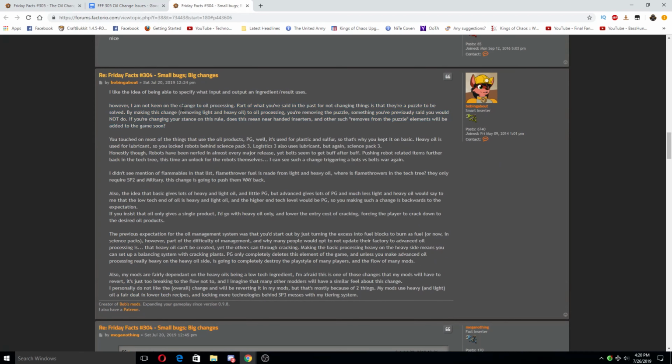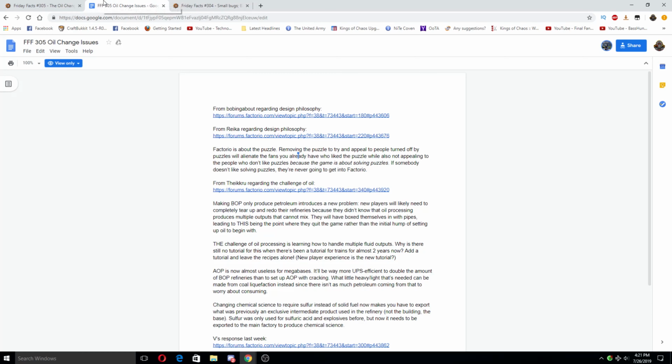Factorio is about the puzzle that you need to solve. If you remove the puzzle from the game to try and appeal to the people who are turned off by puzzles, you're alienating the fans you already have who like the puzzle, while also not appealing to the people who don't like the puzzles because they just don't want to play a game about solving puzzles. Right. Exactly.